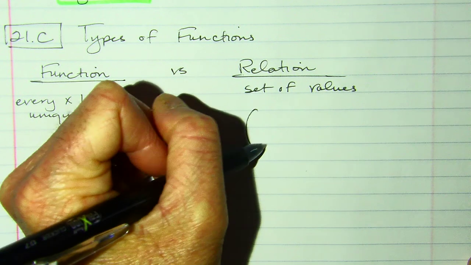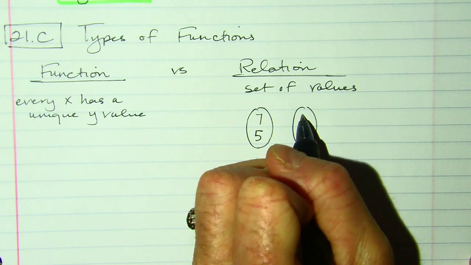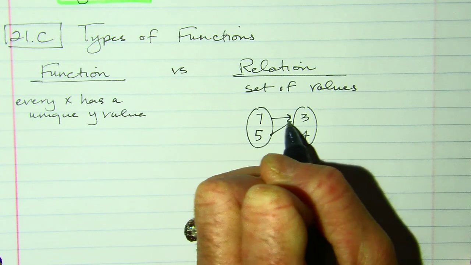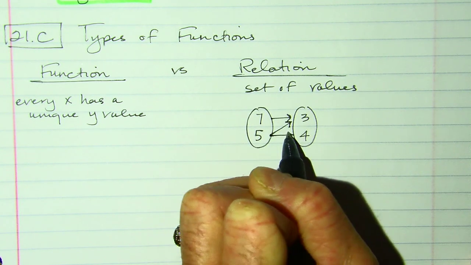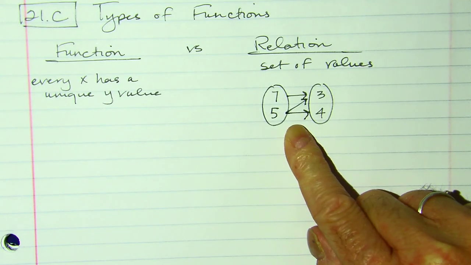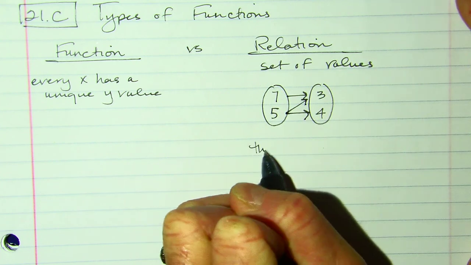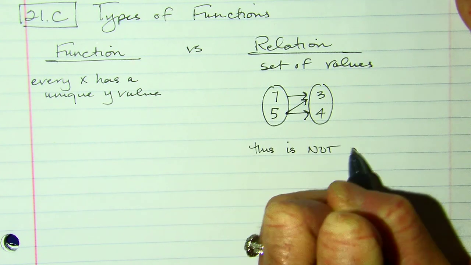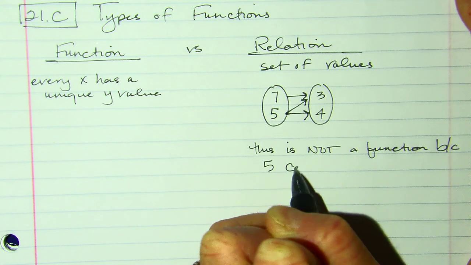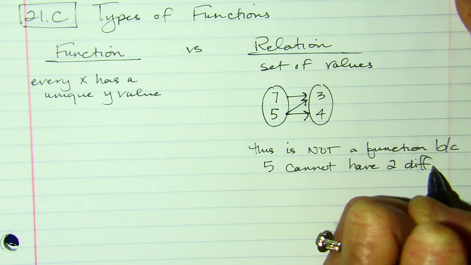So an example of that is if I had 7 and 5 and 3 and 4. Let's say if I plug in 7, I get 3. If I plug in 5 and get 3 one time, and I plug in 5 again and get 4, then that is an example of a relationship. But that would not qualify as a function because 5 cannot have two different y values. So this is not a function because 5 cannot have two different y values.